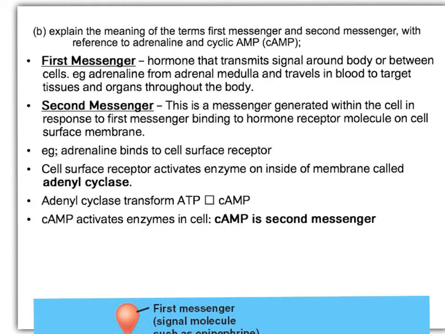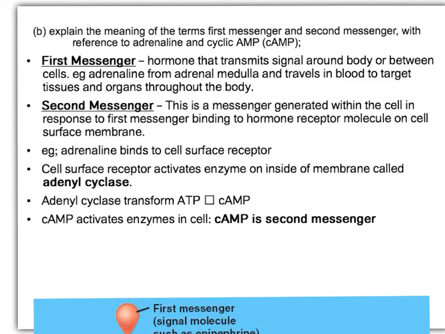Okay, so first of all, first messengers. An example of a communication system: we talk about the first messenger and the second messenger. The first messenger is the hormone which transmits the signal between cells, so around the body. Adrenaline, for example, will be a hormone released by the adrenal glands, and it has its effect on various target cells around the body. What we're particularly interested in here is what actually happens after the hormone has bound to the cell surface membrane. What happens then? The answer is that a second messenger is released within the cell, and that second messenger signals for various metabolic processes to occur within the cell, and we'll look at that in a little more detail.